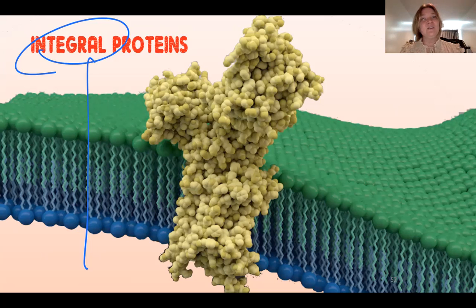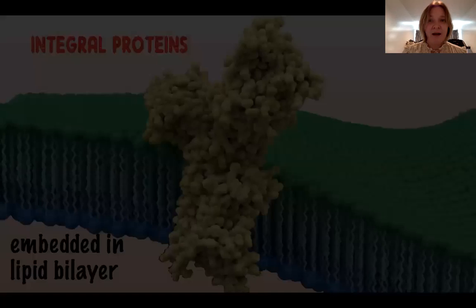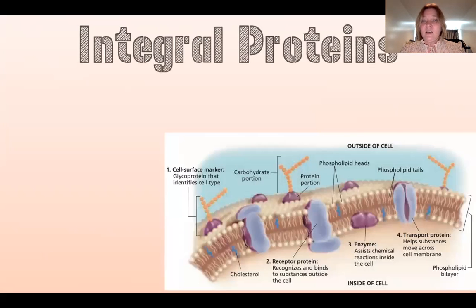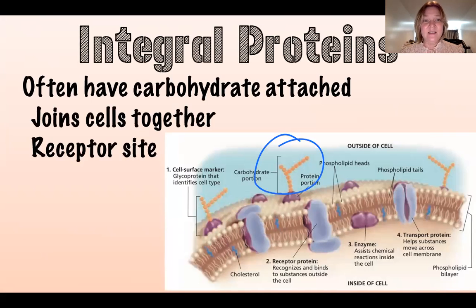It literally extends from the outside to the inside of the cell membrane. So we call it embedded in the lipid bilayer. It doesn't mean it's attached to one side or the other side. It's embedded. It's right in the middle of the bilayer. So these are the proteins that often have a carbohydrate attached, which you can see here, as I've explained before, what the function of the carbohydrate can be. It can join cells together. It can also be a receptor site.